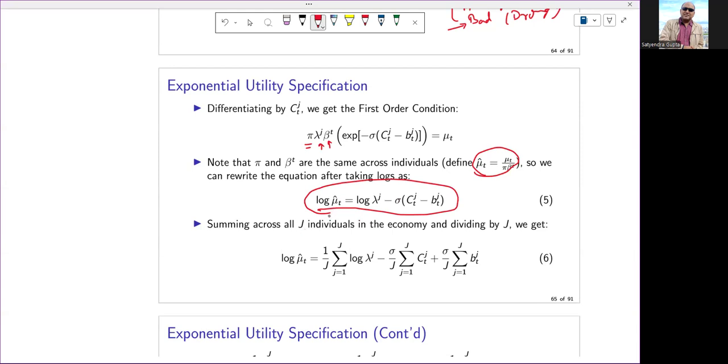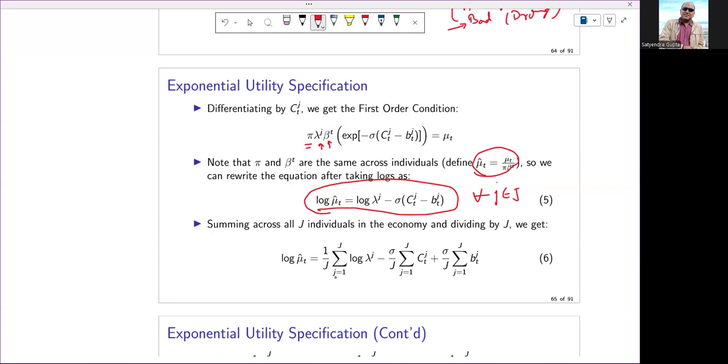Now, because we have j individuals, and the only variable that we see here is the j, right? So this equation is basically true for every j. So what you can do now is sum it over all the individuals j and divide by capital J. So you get this equation.